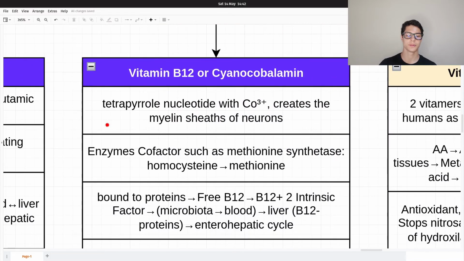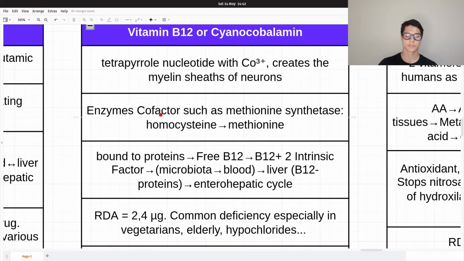Moving on to the vitamin B12 or cyanocobalamin. This is a tetrapyrrole nucleotide with cobalt 3 positive and creates the myelin sheaths of neurons. This is very important. Enzymes, cofactor, such as methionine synthase. Methionine synthase is the conversion of homocysteine to methionine, from one amino acid to another. And vitamin B12 acts as a cofactor.